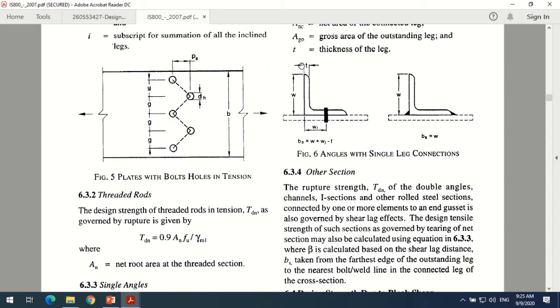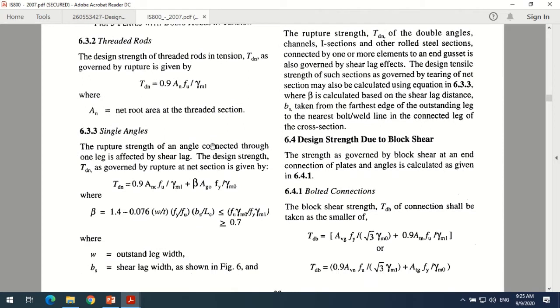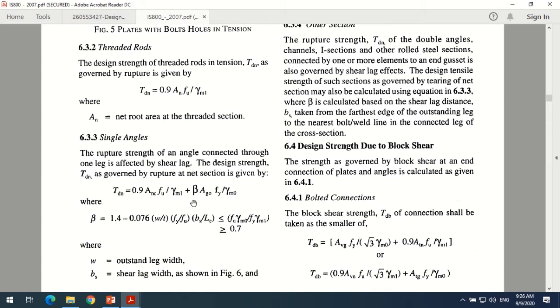Outstanding leg is the one leg which is not connected with our gusset plate. This is our outstanding leg, whereas this is our connected leg. Okay, in case of welded connection, this is our connected leg, this is our outstanding leg. Okay, so how do we calculate is 0.9 Anc. This Anc is the net area of the connected leg. Taking into account the deduction for the bolt holes, we can find out what is the net area of the connected leg. Okay, and Fu is the ultimate tensile strength of the steel. Gamma M1 stands for the factor of safety governed by ultimate rupture, okay, governed by ultimate strength over there. Okay, so next is beta, the shear lag factor.